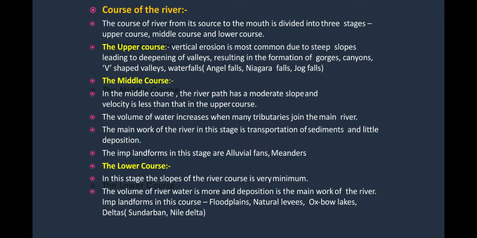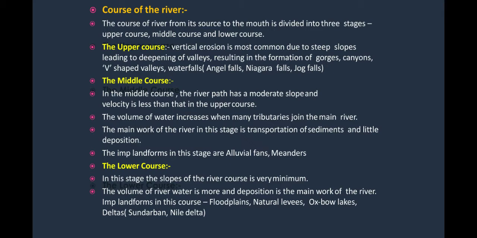Now see, when the river flows, it flows from the upper end to the lower. So in the upper course, from up it comes, V-shaped valleys are formed, and some waterfalls are formed. Here we have given the examples, Niagara Falls, Jog Falls in Shimoga. In the middle course, the river path has a moderate slope.